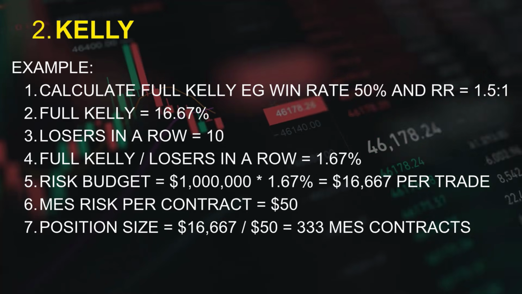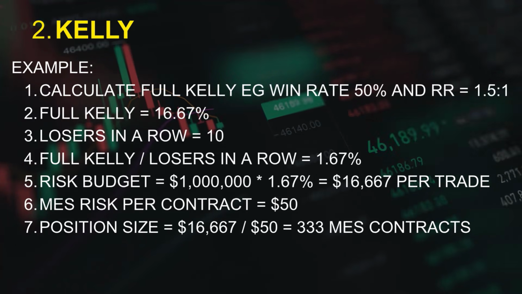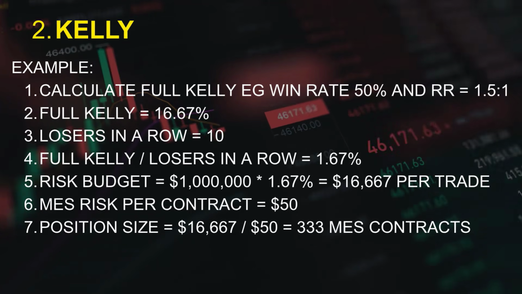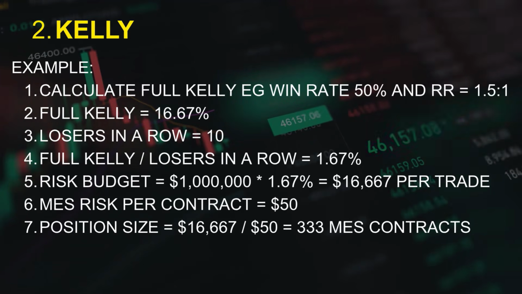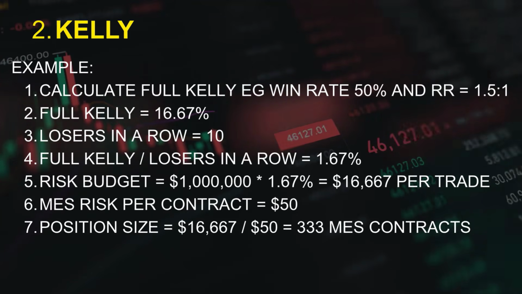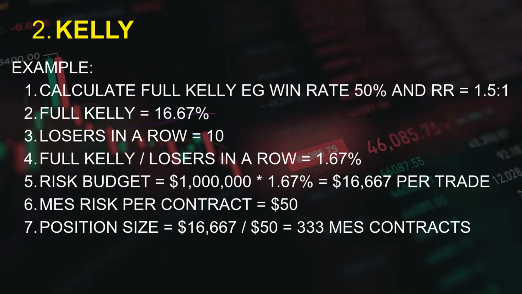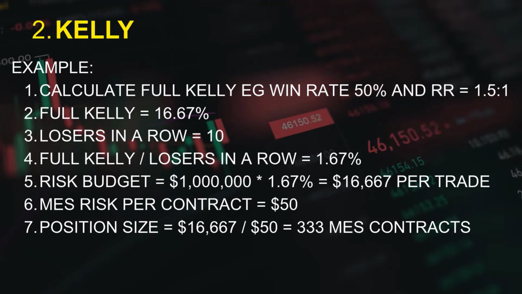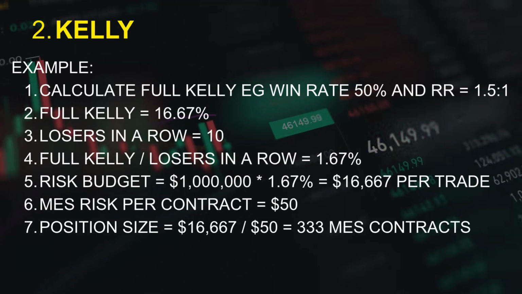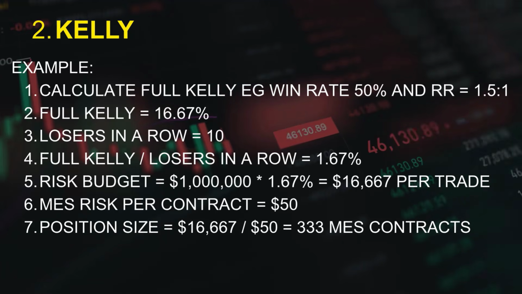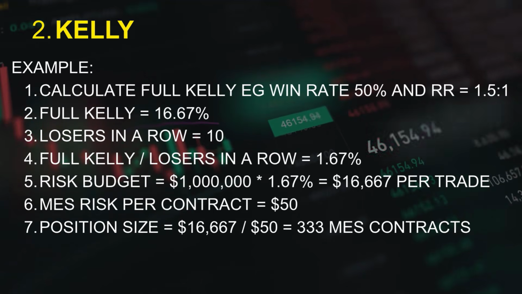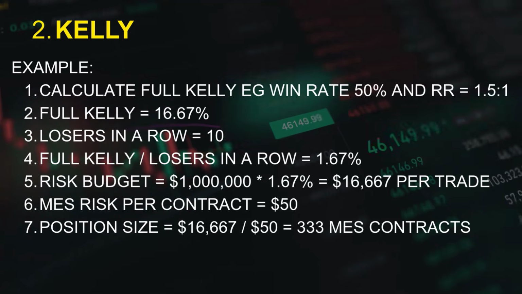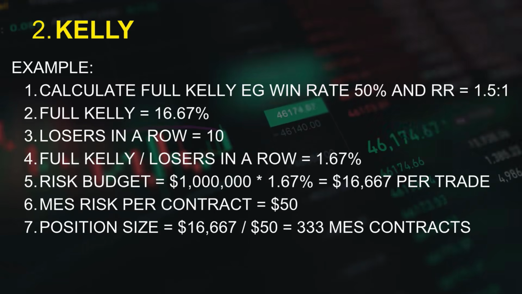Now our $1 million original budget times that percentage gives us $16,667 per trade. Using the same trade, the MES, S&P 500 micros, that's $50 risk per contract. So we just literally divide the 16,667 by the 50 to give us 333 MES contracts. You can see how that's bigger than the fractional percentage, because obviously we're using 0.67% more, but that builds in more of our edge into the risk sizing methodology, which I like so much.